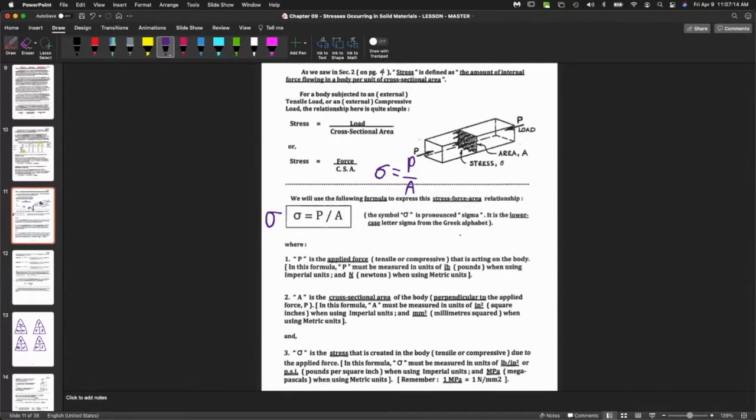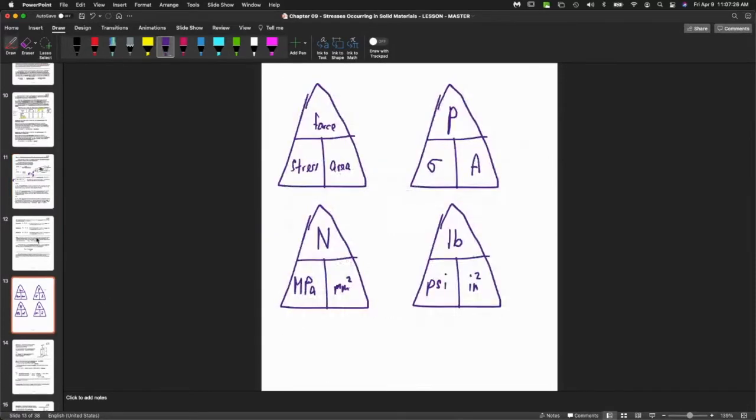In terms of the units, let's put the units aside for a second, because as you saw me drawing in the break there, I'm going to show you those triangles to help you remember everything. So I'm going to do that right now.